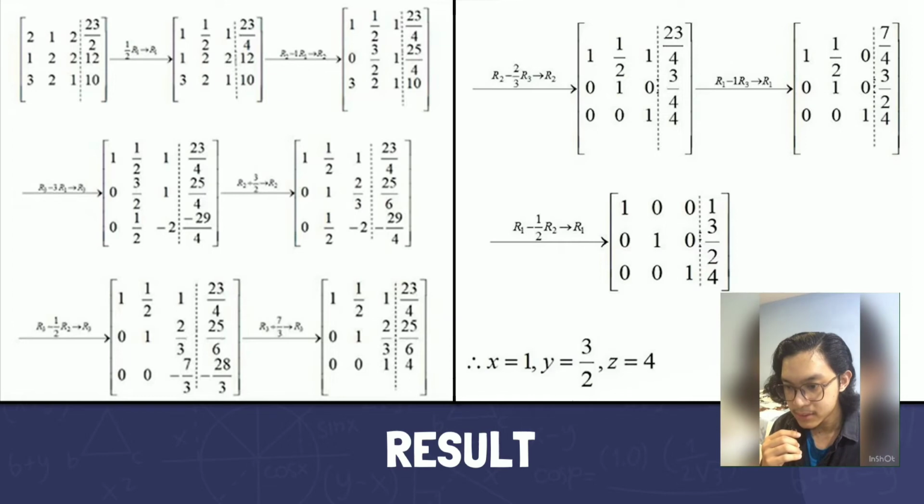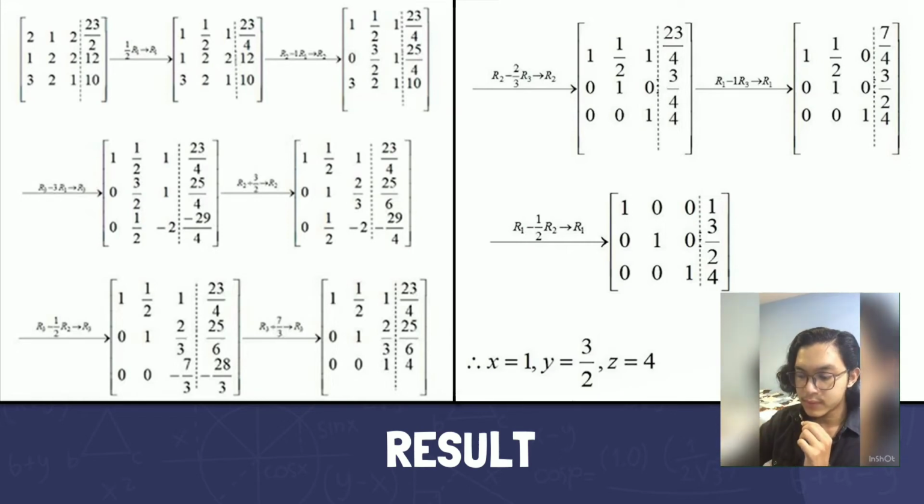Next row operation, R2 multiplied by 2 over 3. So row 2 will be 0, 1, 2 over 3, 25 over 6. Next row operation, R3 minus 1 over 2 R2. So row 3 will be 0, 0, negative 7 over 3, negative 28 over 3. Next elementary row operation, R3 multiplied by negative 3 over 7. So row 3 will be 0, 0, 1, 4.